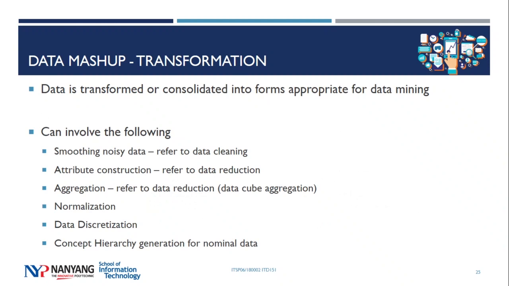So data transformation is where the data is transformed, and it can involve the following. Smoothing noisy data, which we covered in data cleaning; attribute construction, which involves data reduction; and aggregation, which is the use of data cube aggregation. Next, we're going to cover normalization, data discretization, and concept hierarchy generation for nominal data.